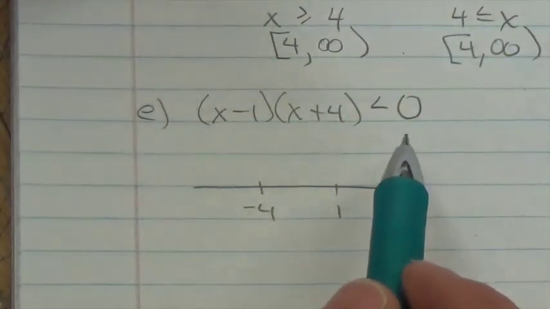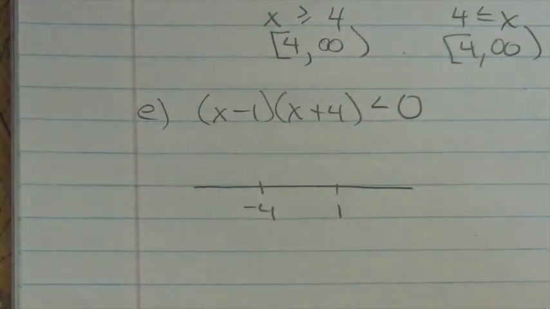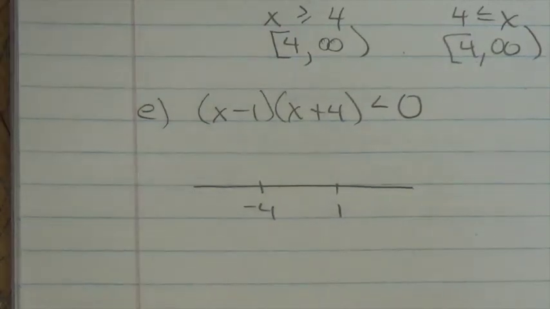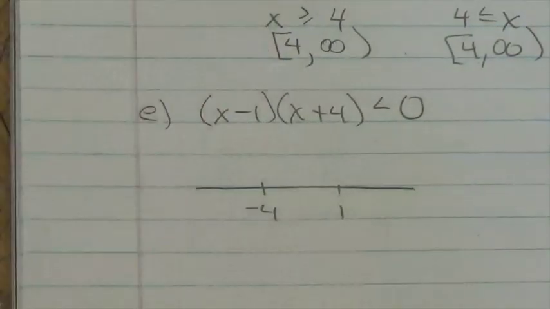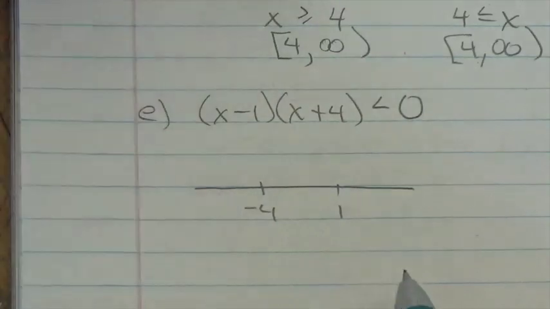Now, that's significant because if I want to know where this thing is greater than 0 or less than 0, I kind of need to know where 0 is. It's like knowing where the fence is. As long as I know where the fence is, I can tell you what side I'm on, right? But I got to know where that fence is. So here are the fences at negative 4 and positive 1.